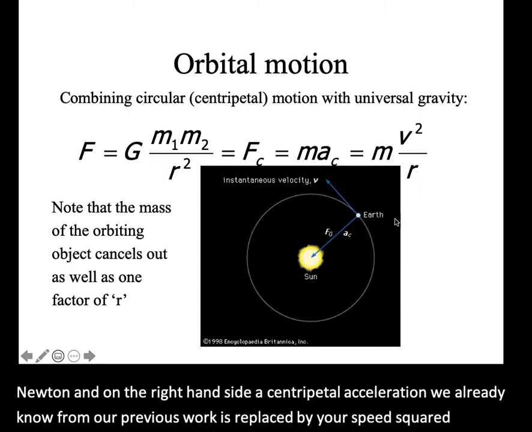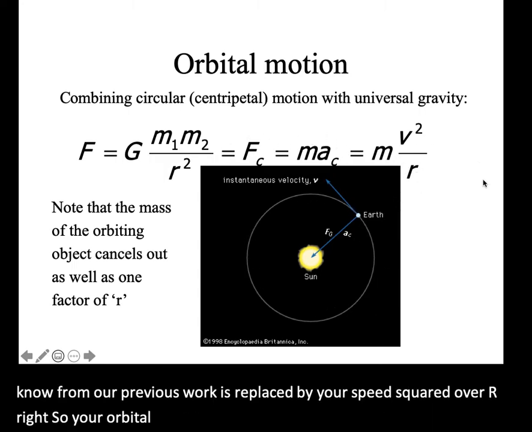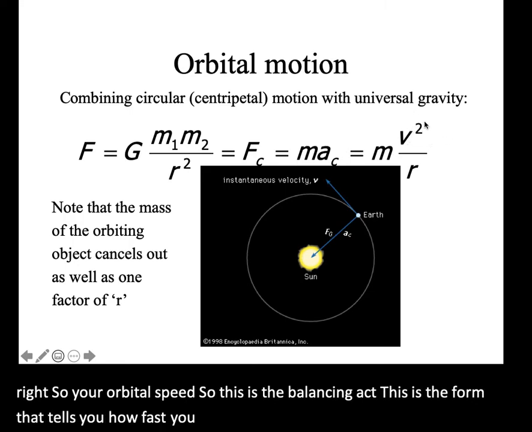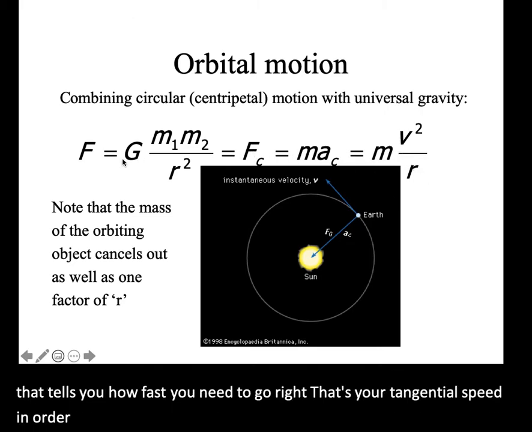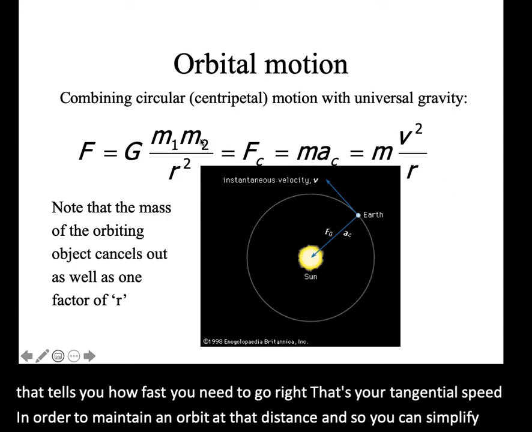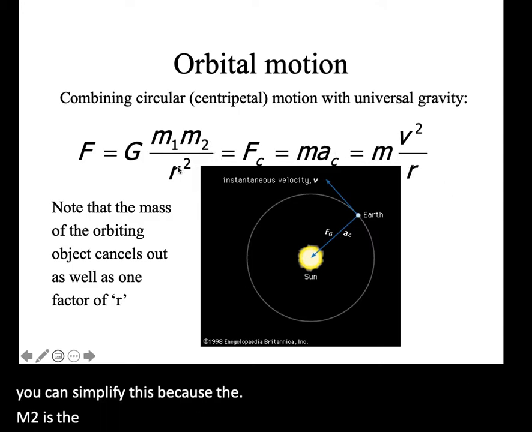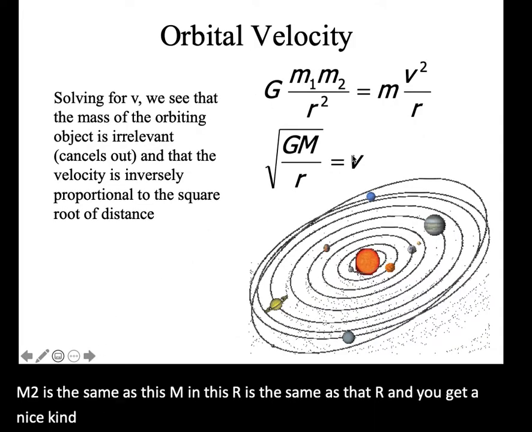So your orbital speed. This is the balancing act. This is the formula that tells you how fast you need to go, that's your tangential speed, in order to maintain an orbit at that distance. And you can simplify this because the m2 is the same as this m, and this r is the same as that r, and you get a nice, elegant formula for orbital velocity.